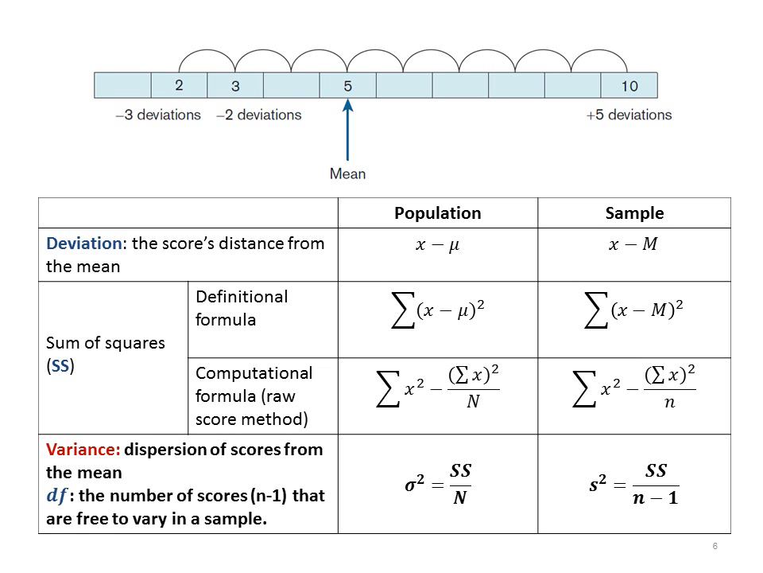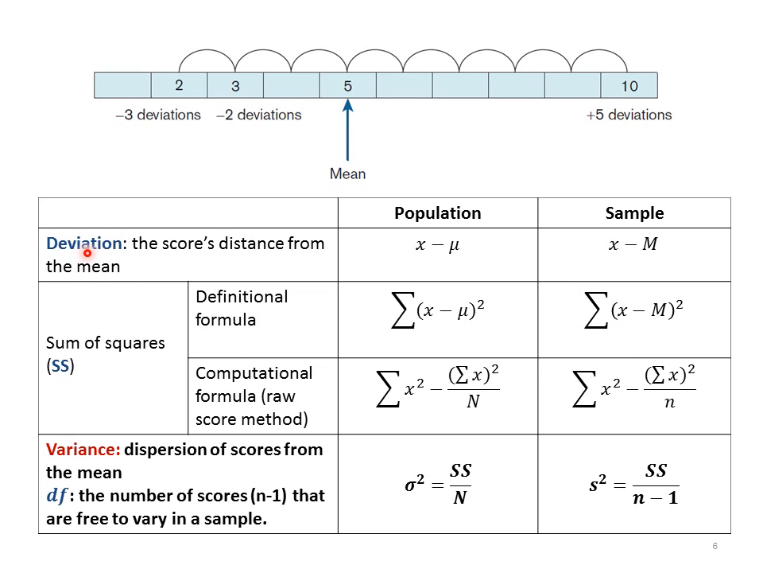A preferred measure of variability is variance because it includes all the scores in a data set. To define variance, we have to start from deviation. Suppose we have a data set of 3 scores, 2, 3, and 10. The mean is 5.